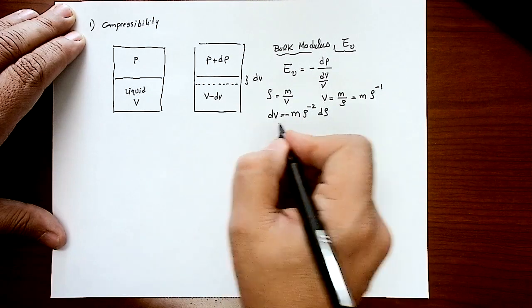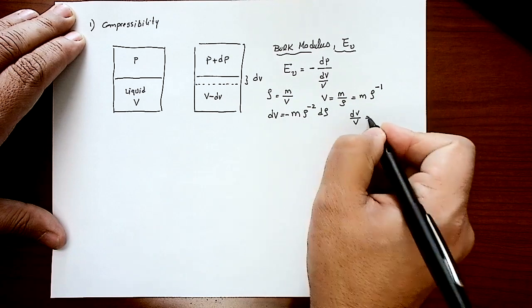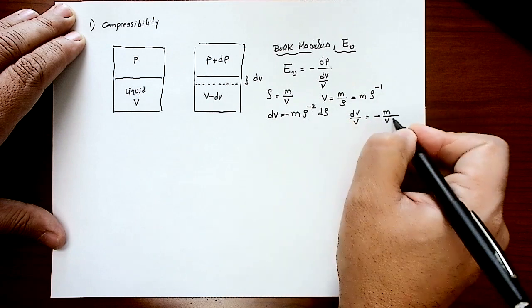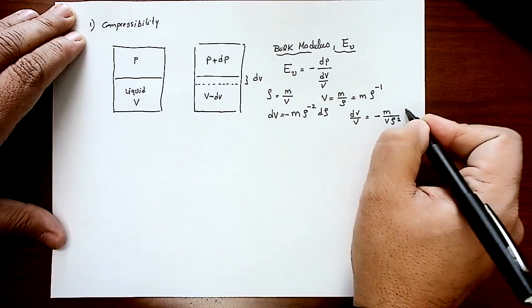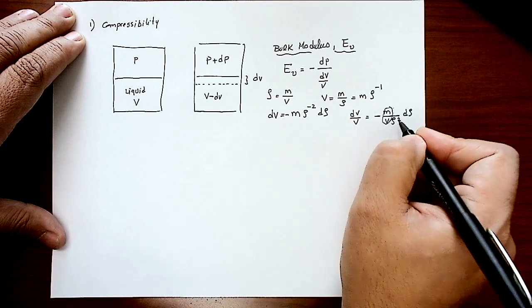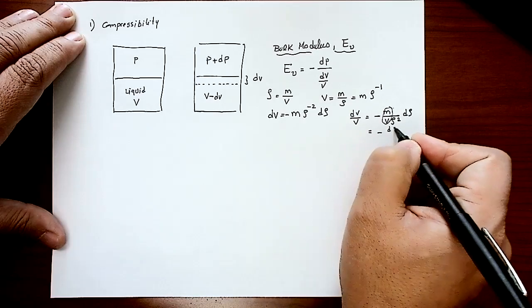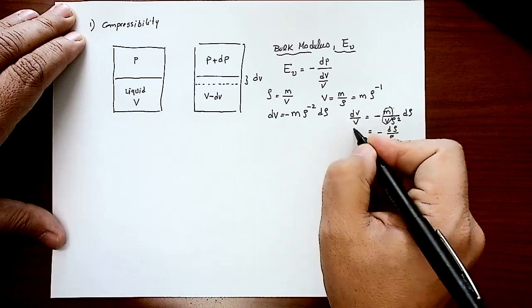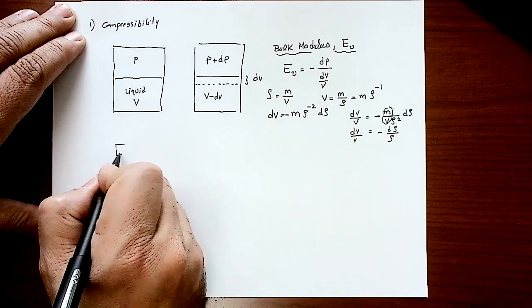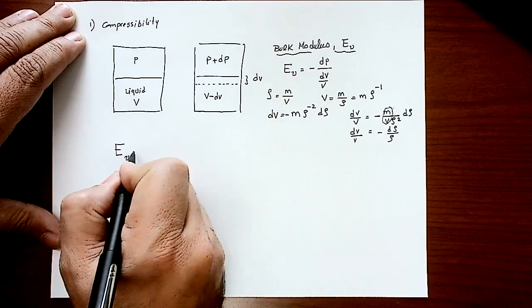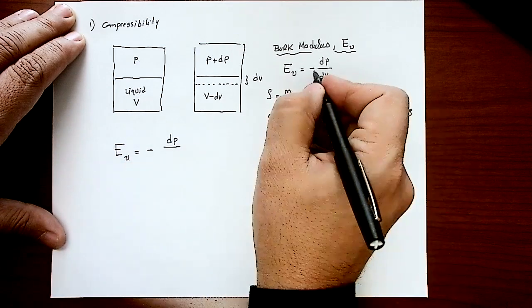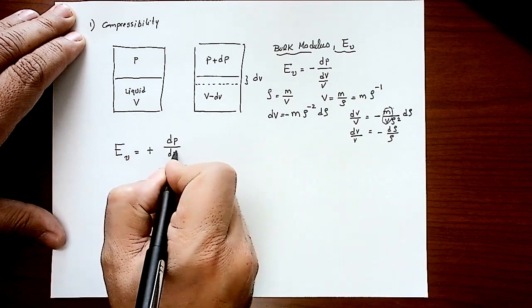So if you divide that by volume, dV by V, it's going to equal minus m over V, and I will take rho to the minus 2 to the denominator. It becomes rho squared d rho, right? This rho is going to go away with this, so I'm going to end up having minus d rho over rho. So dV over V is equal to minus d rho over rho. If you go up here, you can actually rewrite the bulk modulus as minus dP divided by, the minus will go away, so it's going to be plus d rho over rho.